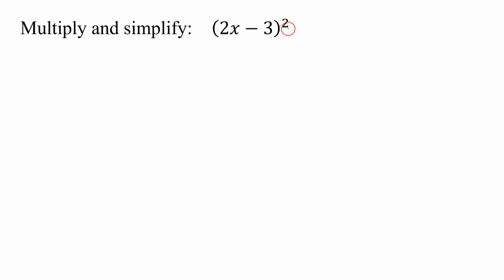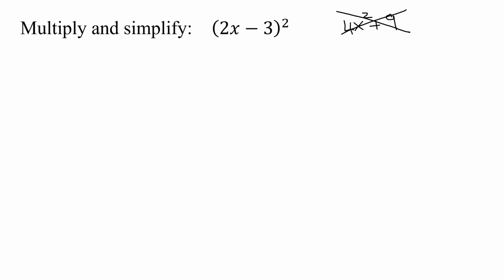And what students often do is they square the first term. So 2x all squared is 2 times 2 is 4. x times x is x squared. And then they square the minus 3. Negative 3 times negative 3 is positive 9. That is wrong. Please do not do that.